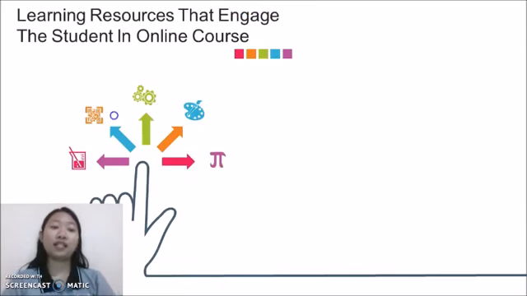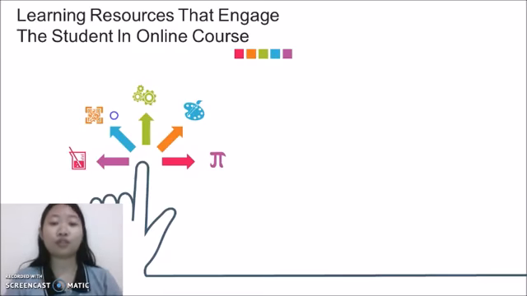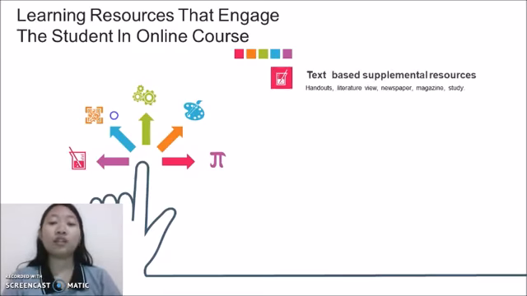The next material is learning resources that engage the students in an online course. So the first resource is text-based supplementary resources. These are resources in the form of text. So the teachers can provide handouts, literature reviews, newspapers, magazines, and also scientific studies by experts.